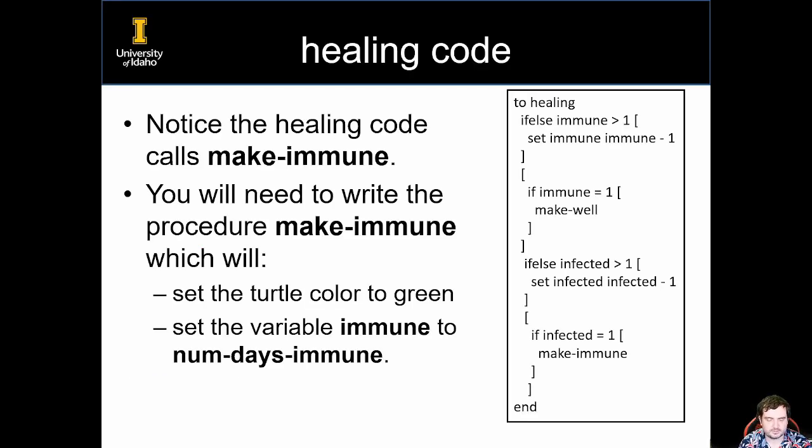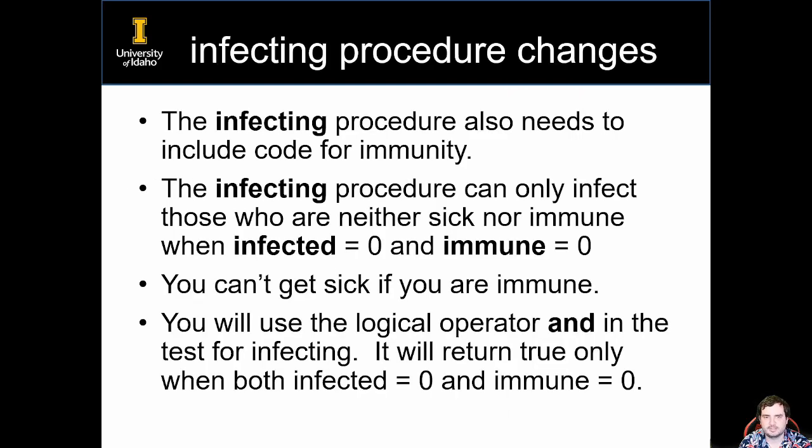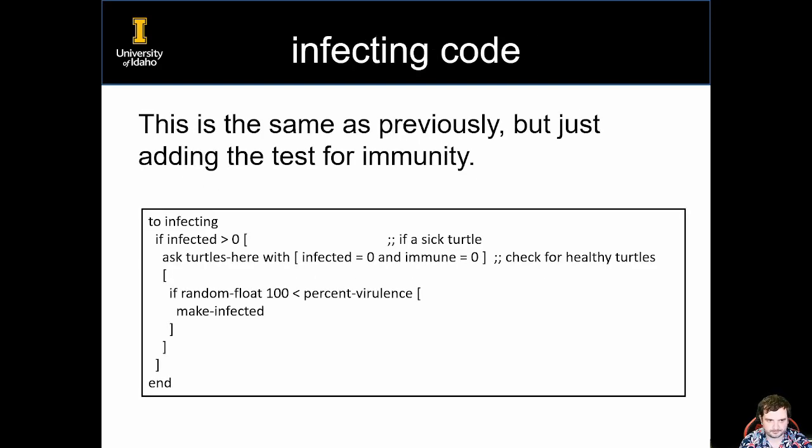All right, so we did that. It also needs to include code for immunity. We did that. So for the infecting, we need to check and make sure that it's not immune in order to get sick. And what we're going to use is the AND operator, so both things have to be true in order for this to work. So to infect, if infected is greater than 0, ask the trolls here with infected equal to 0 and immune equal to 0 to do this.